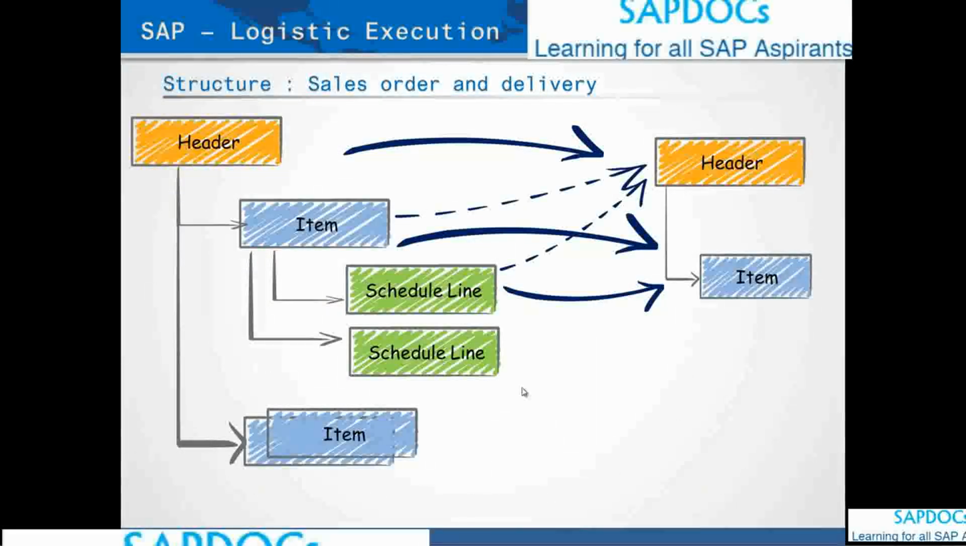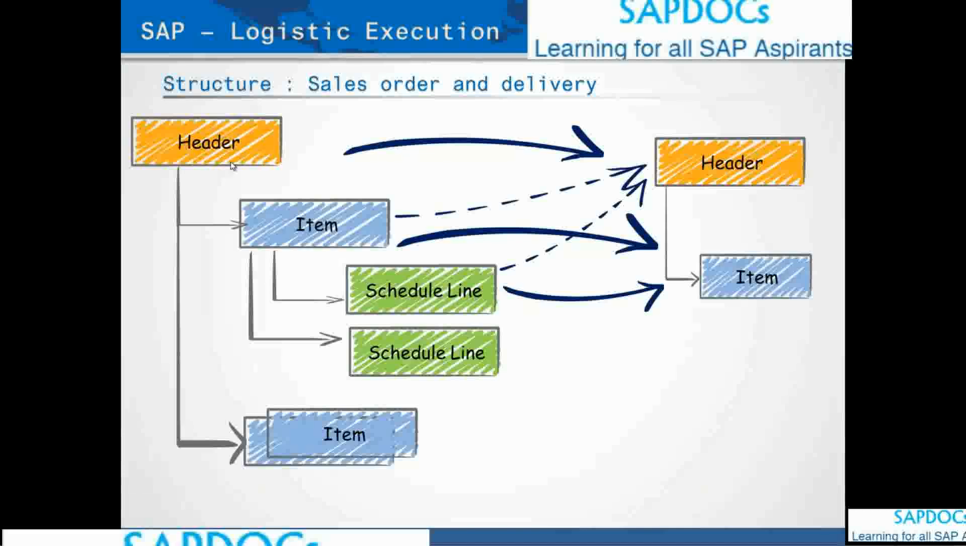Before we go on, let's have a look at the structure of the delivery. As we mentioned before, the standard outbound delivery is created with reference to a sales order. So what does this actually mean? As you can see, on the right hand side you have the delivery, and on the left hand side you have the sales order.